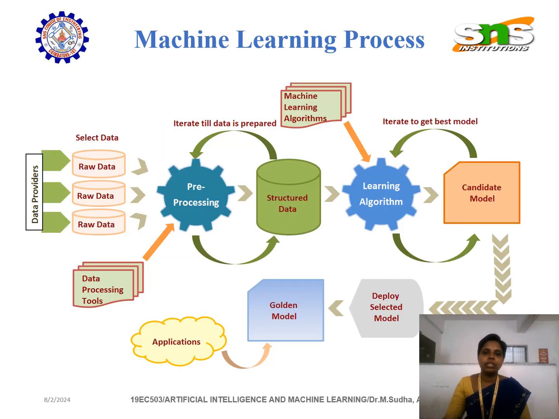Next, the machine learning process. It is the continuation of the last slide, the machine learning life cycle. Here we also have data providers, where we are fetching the data. The entity from which we fetch the data is called a data provider. From the data providers we are collecting the raw data. From the raw data, we select the data which will be opt for our novel model. Based upon that we will select the raw data.